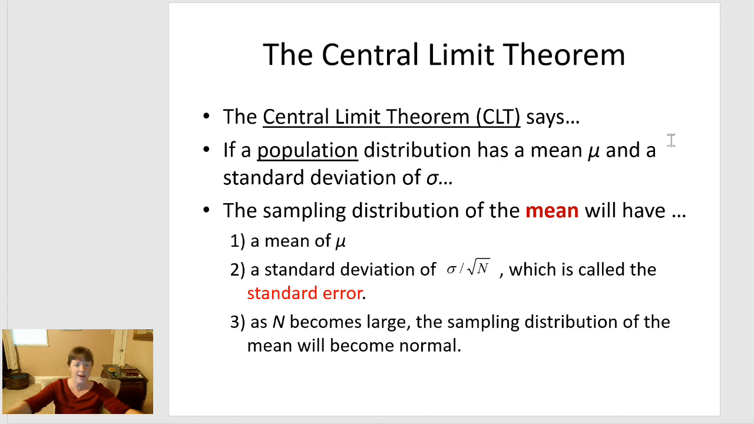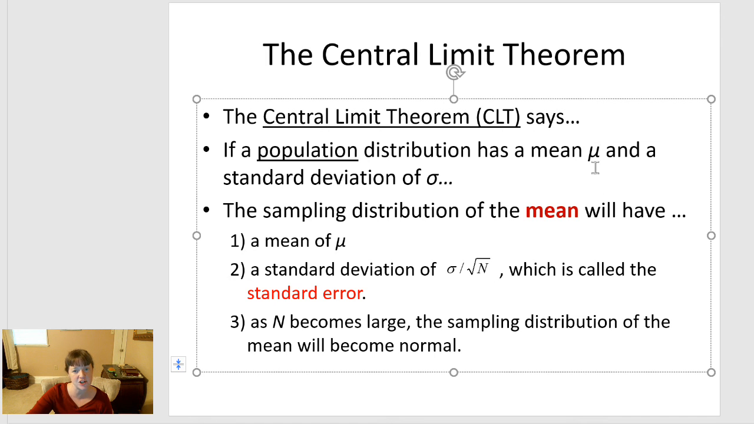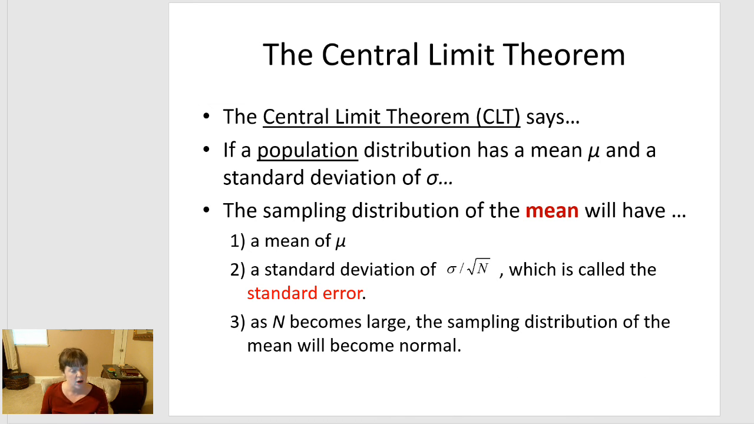No matter what that population is like, if you know the average for that parent population and the standard deviation, the variability for that population, then you can also know for sure what the sampling distribution of the mean would look like for an infinite number of baby samples drawn from that population, where each baby sample has the same number of people.